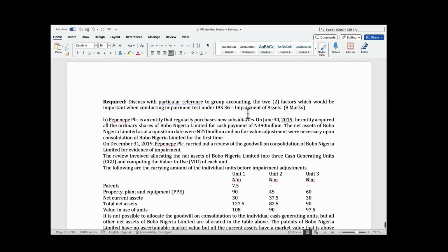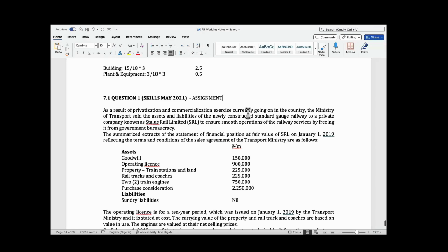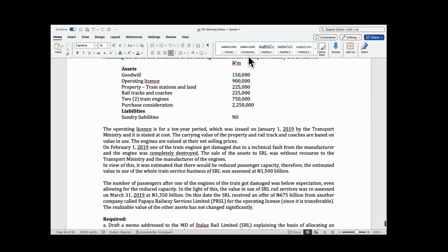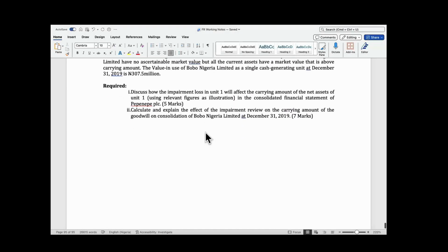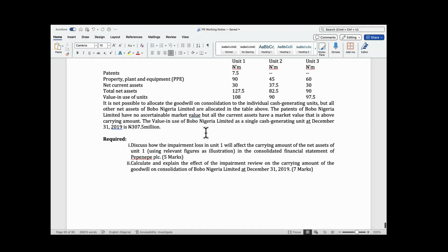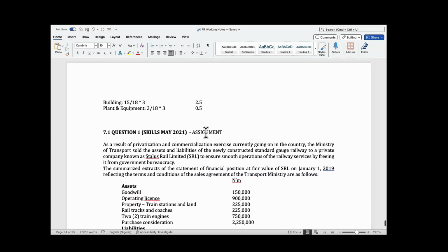Attempt it. There are plenty of questions on impairment in past questions, plenty. They like asking it. So try this. Next week, I'm going to solve it for you, if many of you submit, of course, like we did for today. I'm going to solve it for you very fast. So next week, we are going to start group account, which I want to finish by the week after.